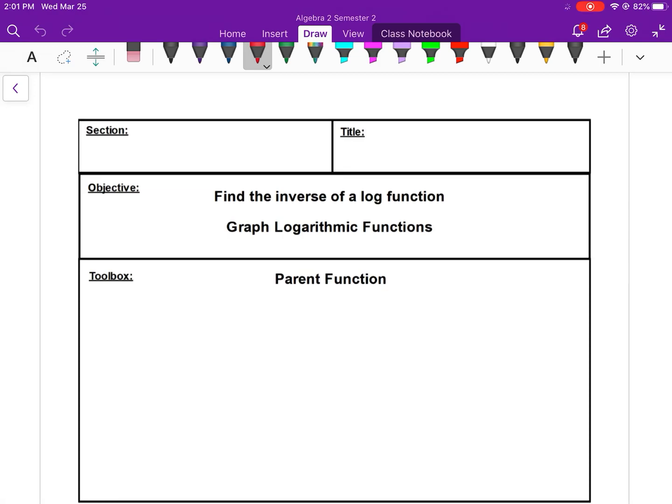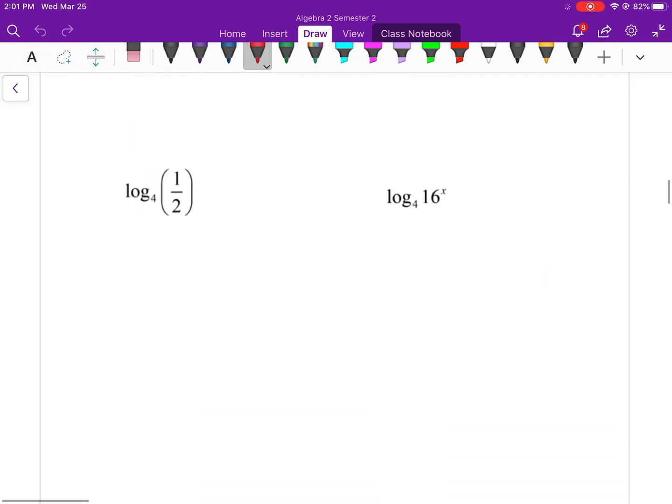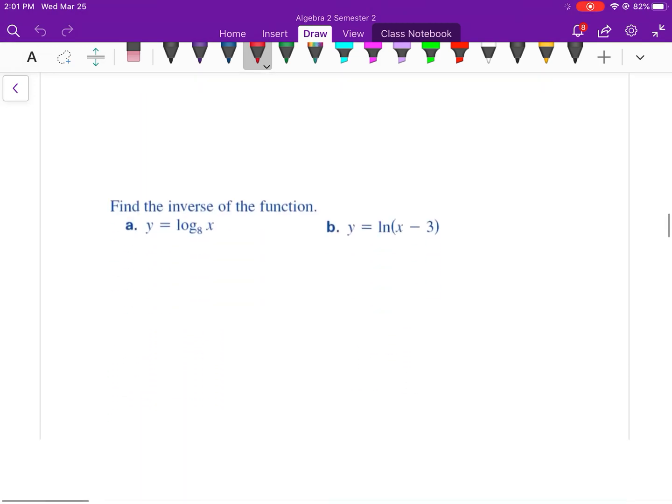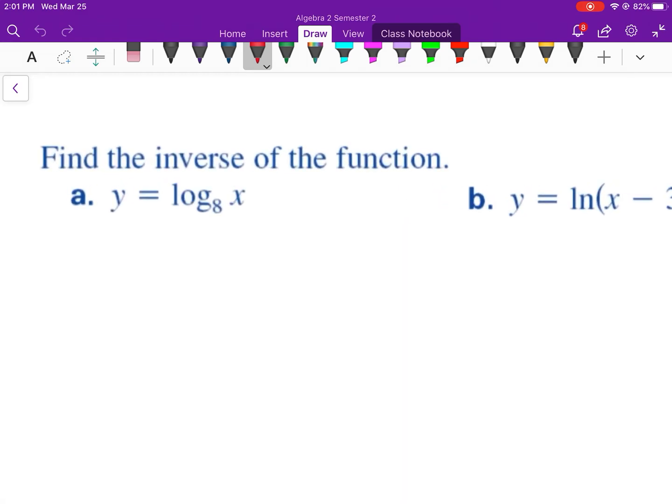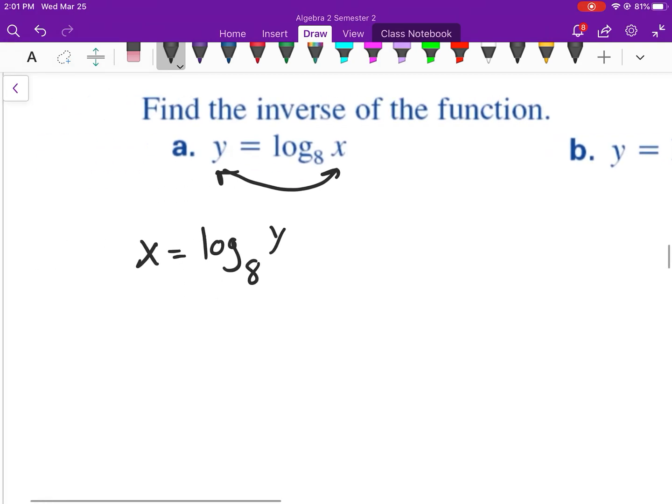All right, finding the inverse of a log function and graphing logarithmic functions as well. We'll skip over that. Finding the inverse of the following function. Again, the first step of finding the inverse of a function is to flip-flop x and y. So we will have x is equal to log base 8 of y. And the next goal was always to solve for y.